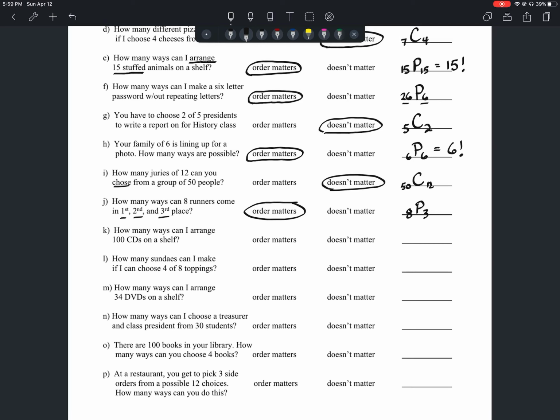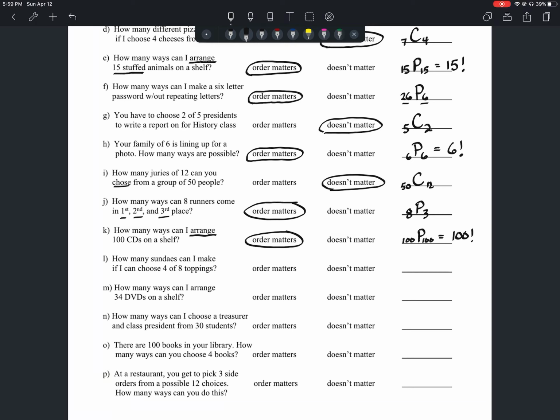Letter K, how many ways can I arrange 100 CDs on a shelf? Well, obviously, arrange is in there, so order is going to matter. And this would be 100P100 or 100 factorial. That's a big number.